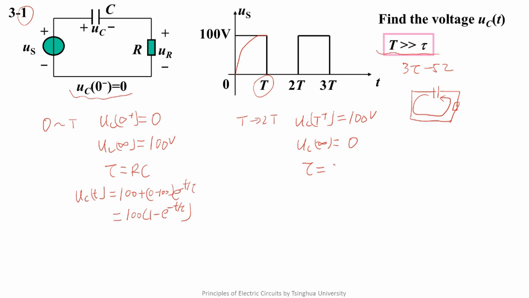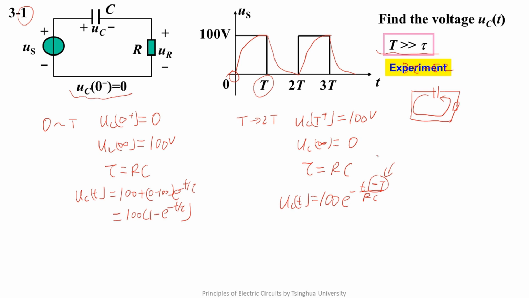Tau equals RC. So UC equals 100 multiplied by e to the power minus (t minus capital T) over RC. This part, you shouldn't make a mistake. The time axis starts from 0, so this is written as t minus capital T. Similarly, this is the waveform. The process starts all over again.